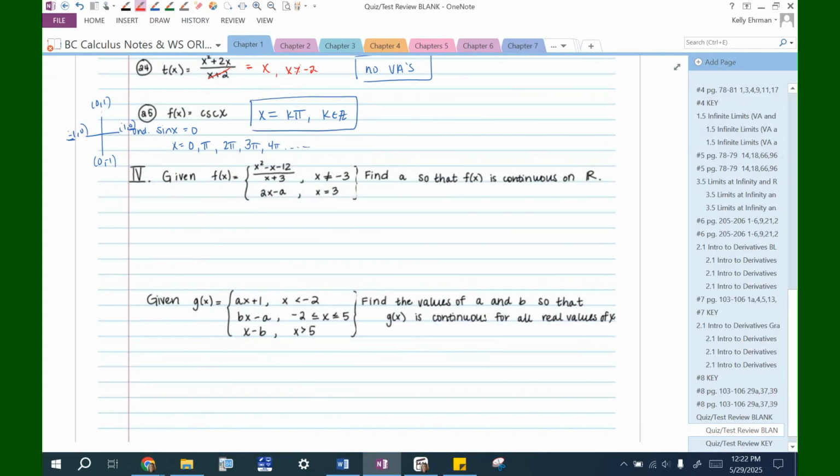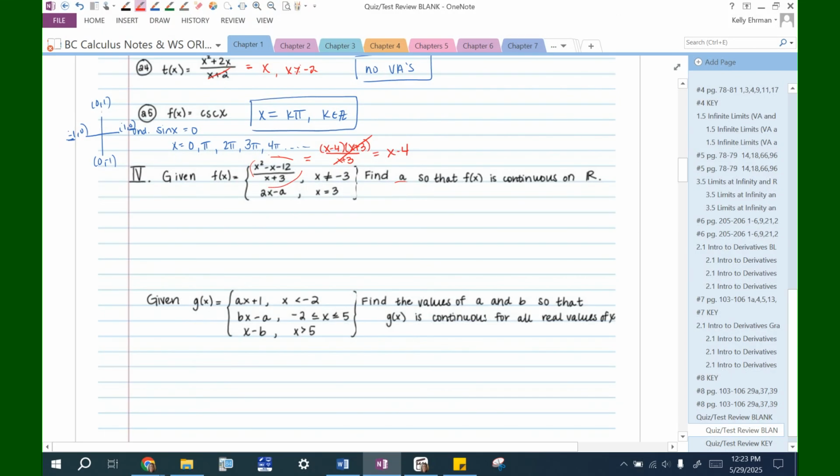Given that f of x is this piecewise function, find a so that f of x is continuous on R. So in a piecewise function or any function, if I see something that can be factored and simplified, I want to do that right away. Because if we need to plug into this and we get 0 over 0, remember that's an indeterminate form and we need to keep working on it. So this factors into x minus 4 times x plus 3 over x plus 3. So really this top equation is just x minus 4 if I have to try plugging negative 3 into it.